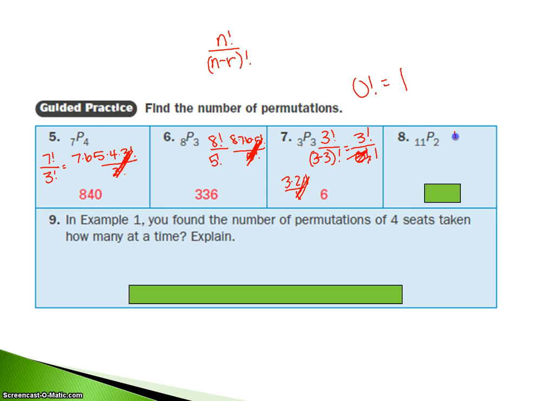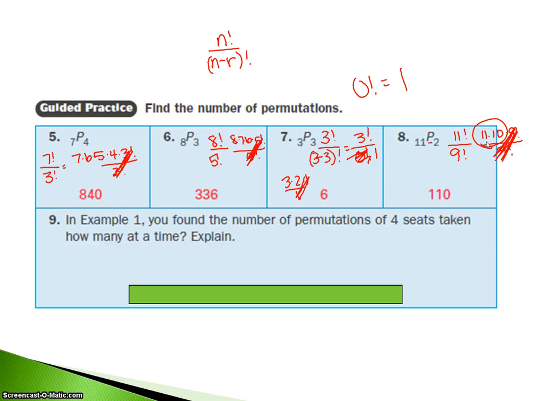Number 8, 11 factorial over 11 minus 2, which is 9 factorial. So you do 11 times 10 times 9 factorial, cross off the 9 factorials. 11 times 10 is 110.